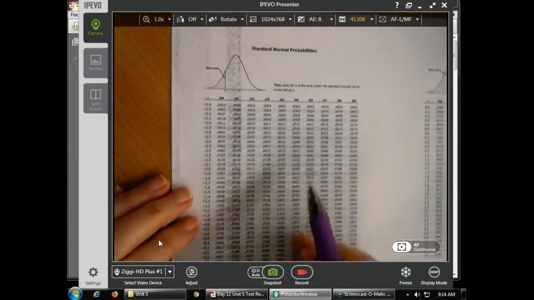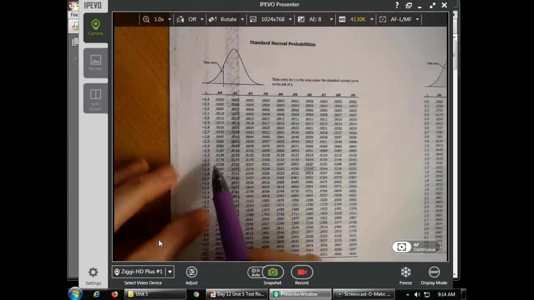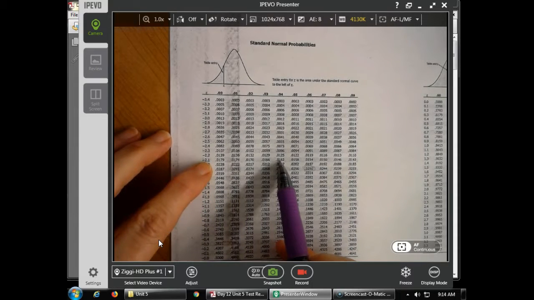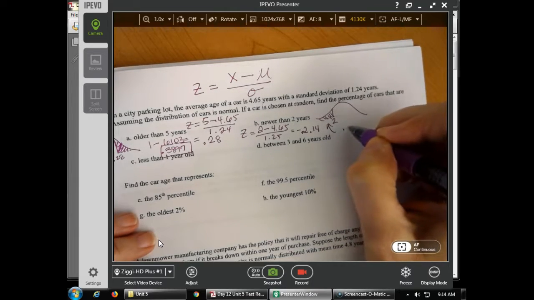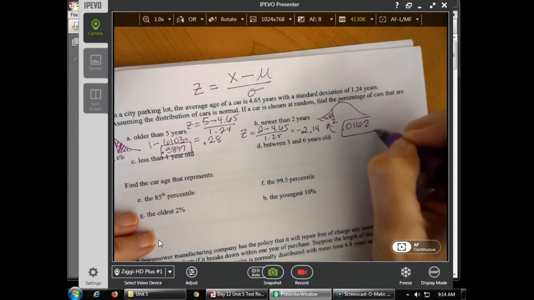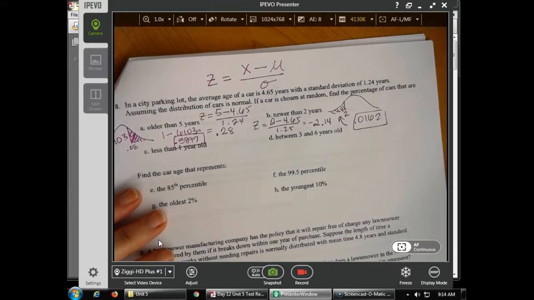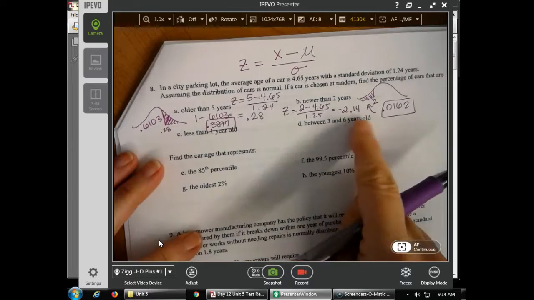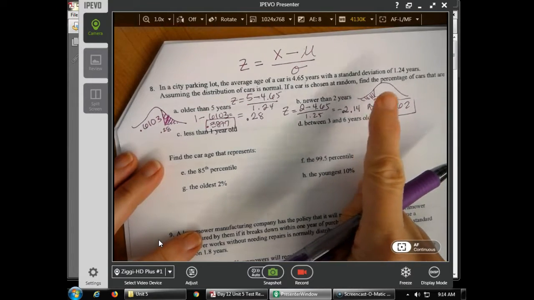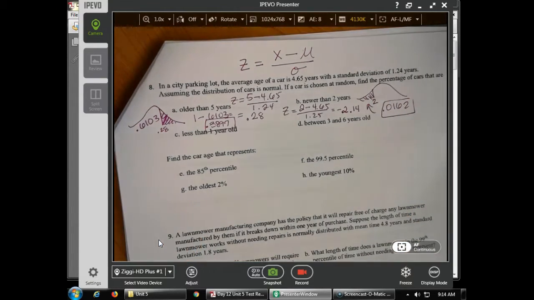Now let's look that up on the table. You know it's going to be in the left half of the table. Negative 2.14, 0.0162. Okay, did everybody get that? 0.0162. And that is the area to the left. So we're done. We don't have to subtract. So when you need the area to the right, you're going to have to use the table and subtract from 1. When you want the area to the left, you just look up the area in the table and you're done. Does that make sense?